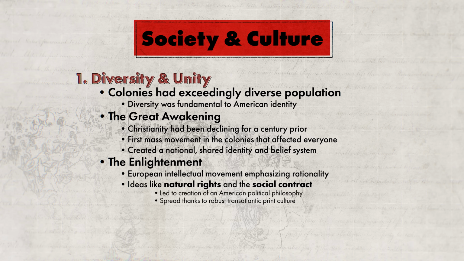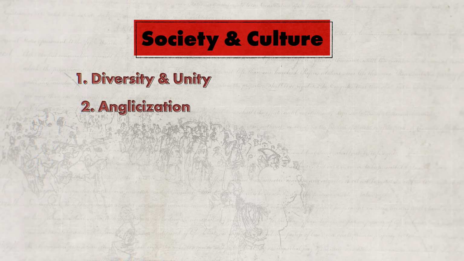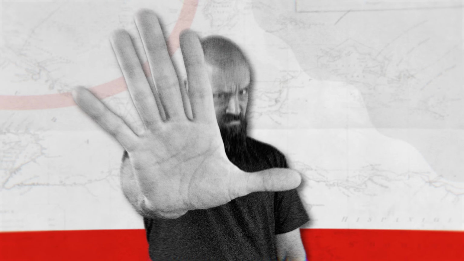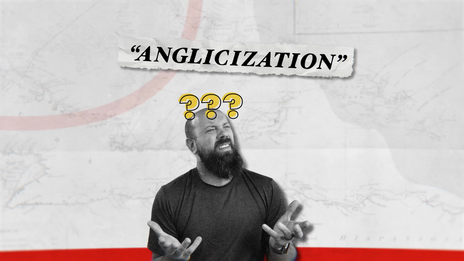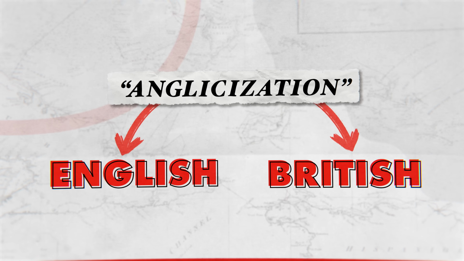Okay, and then the second major cultural theme during this period is the gradual Anglicization of the colonies over time. Now stop right there. What in the fresh heck does Anglicization mean? Well, without getting too complicated, it just means English or British. So when I talk about the Anglicization of the colonies, I just mean that in some ways they were starting to resemble English customs and culture, and like here's what I mean.